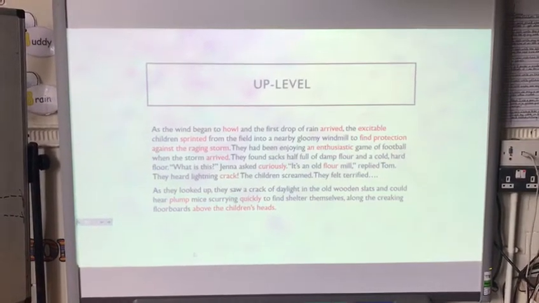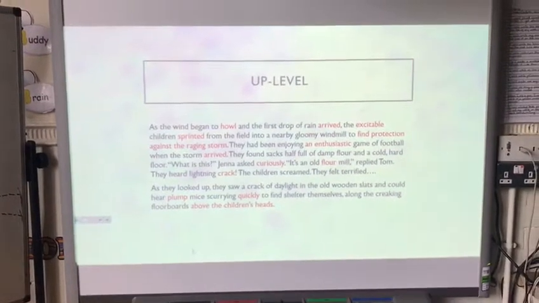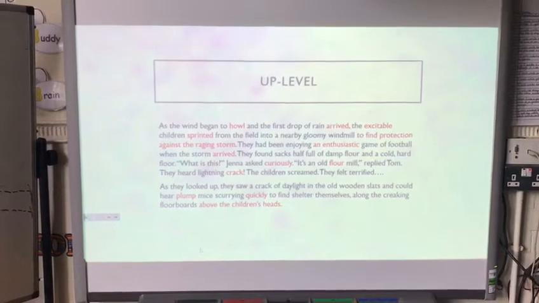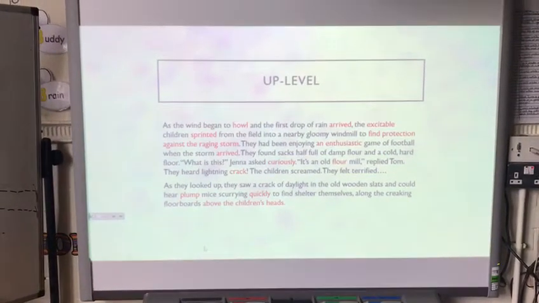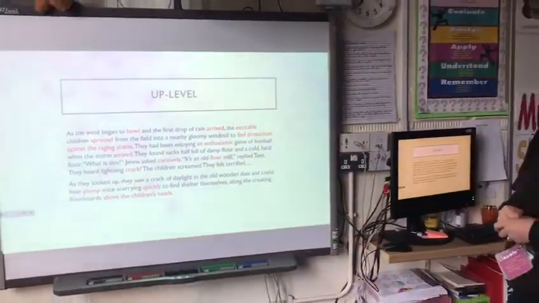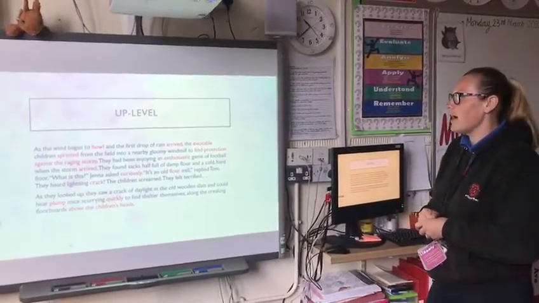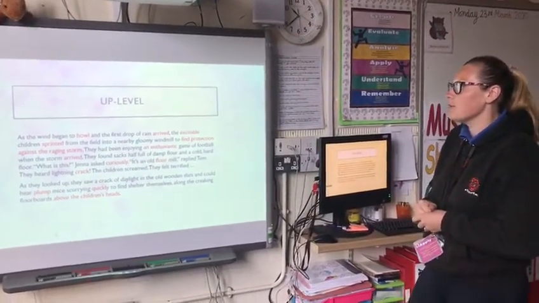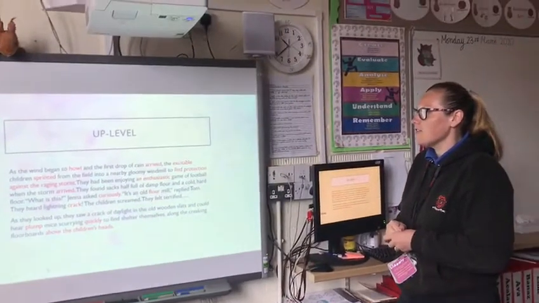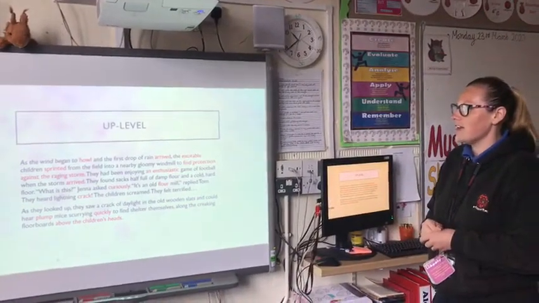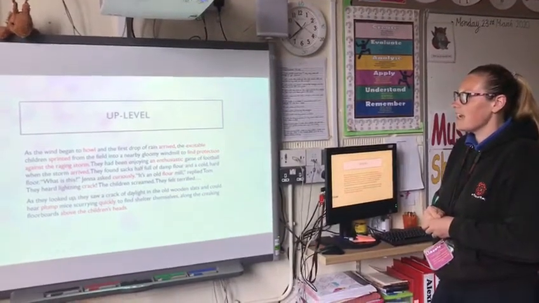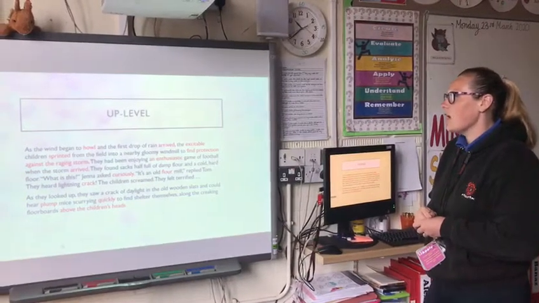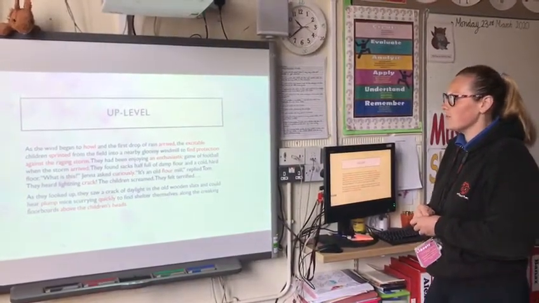So it now reads, as the wind began to howl and the first drop of rain arrived, the excitable children sprinted from the field into a nearby gloomy windmill to find protection against the raging storm. They'd been enjoying an enthusiastic game of football when the storm arrived. They found sacks half full of damp flour and a cold, hard floor. "What is this?" Jenna asked curiously. "It's an old flour mill," replied Tom. They heard lightning crack. The children screamed. They felt terrified. As they looked up, they saw a crack of daylight in the old wooden slats and could hear plump mice scurrying quickly to find shelter themselves along the creaking floorboards above the children's heads.